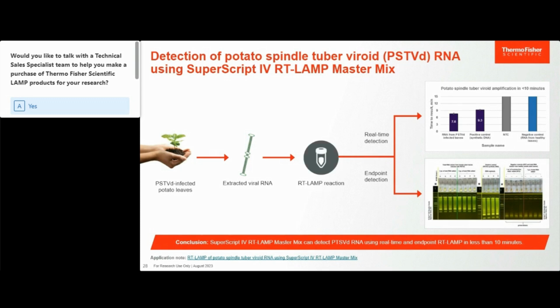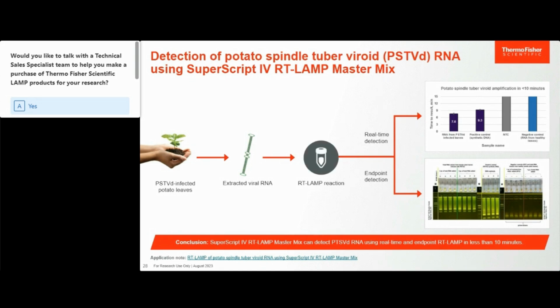Amplified product can be detected with real-time detection by adding Invitrogen SYTO 9 stain, visual evaluation of the color change induced by Invitrogen SYBR Green stain, and agarose gel electrophoresis with Invitrogen E-Gel precast gels. The main conclusion here is that with SuperScript IV RT-LAMP Master Mix, PSTVd RNA in tomato leaves is detected in less than 10 minutes, regardless of the total plant RNA input amount.